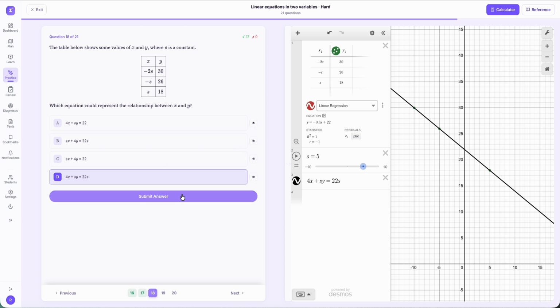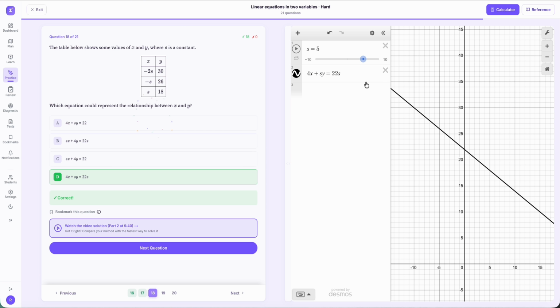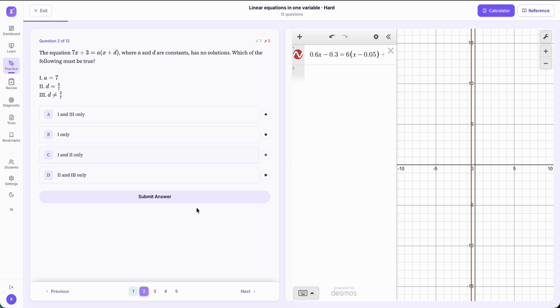Not too bad. If you kind of know that you can tell it a value for S, that's not that bad. So yep. Okay, next one. The equation 7x plus 3 equals a times x plus d, where a and d are constants, has no solutions. Which of the following must be true?